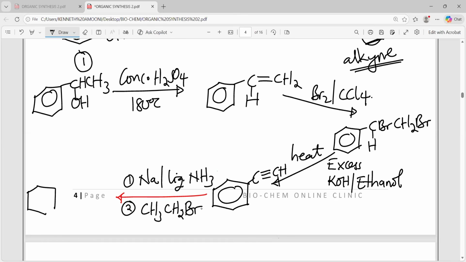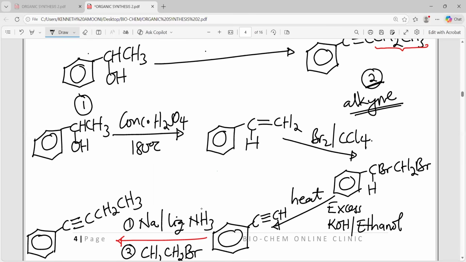So we shall have that compound. So that is the synthetic route. That is the first synthetic route. You first have to go to an alkyne, then after you add the number of carbon atoms basing on the reaction that we gave. Then also, there is another way that would form an alkyne here.